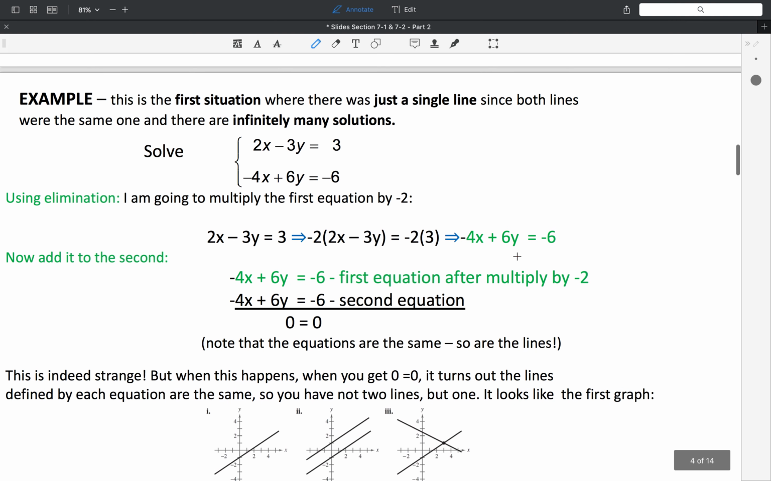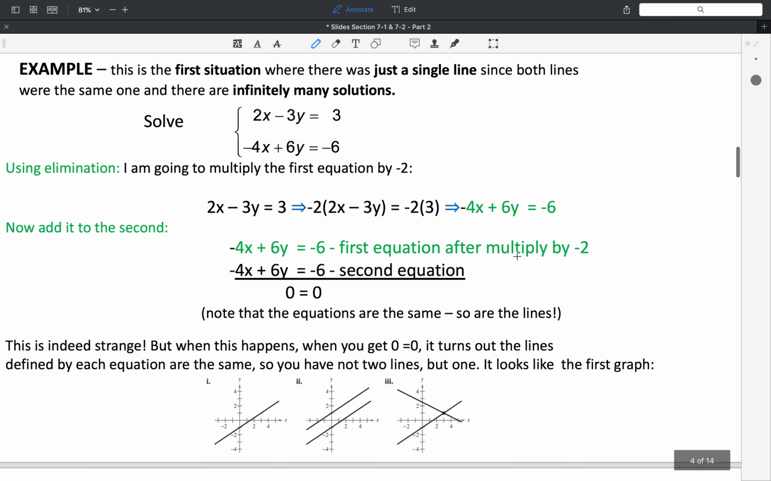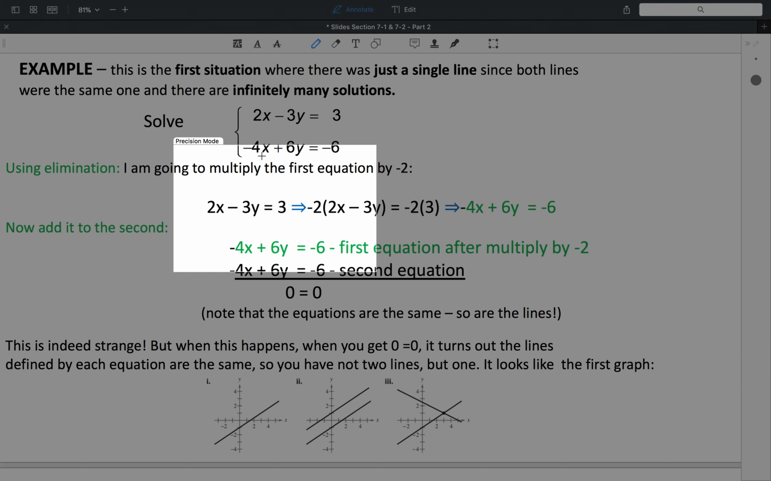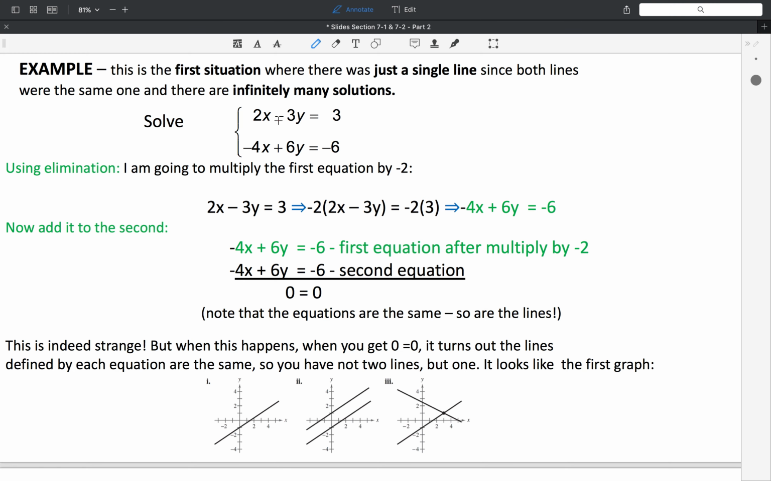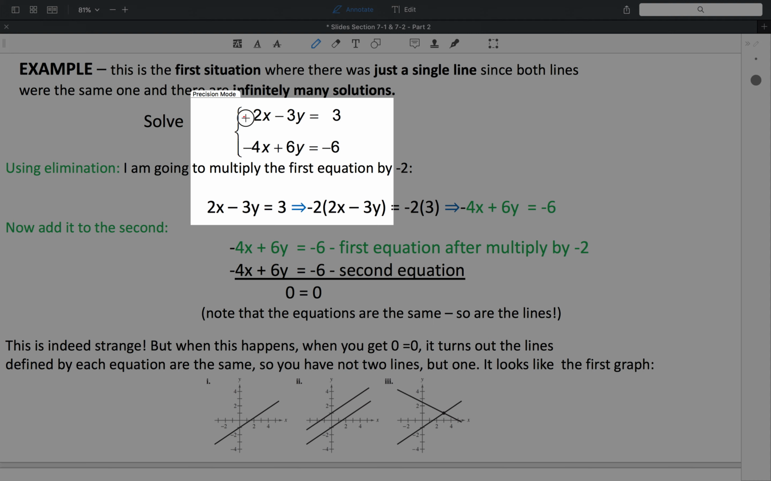Okay, first of all, whether it's just a single line. Now, how are you going to know it's just a single line? By looking at it? Well, you don't really need to, but you're going to discover it when you do your work. So the first thing I'm going to do is notice that if I multiply this by -2, I'm going to get -4. And so the x coefficients will be the same, and we can eliminate them. So that's why I'm going to use elimination right there.